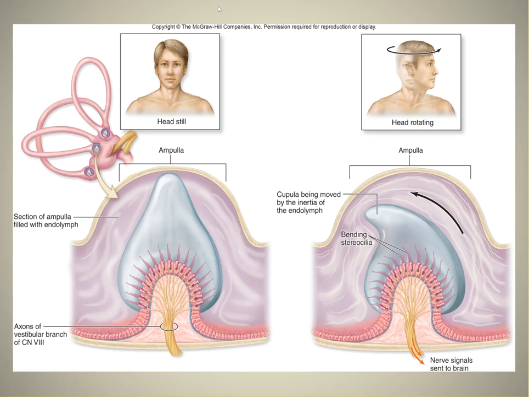Slide 40 shows what happens when your head is still. The endolymph is still, and it doesn't make the cupula move. When you move your head, the fluid moves, which moves the cupula, which bends the stereocilia, which causes receptor potential and nerve signals to the brain.